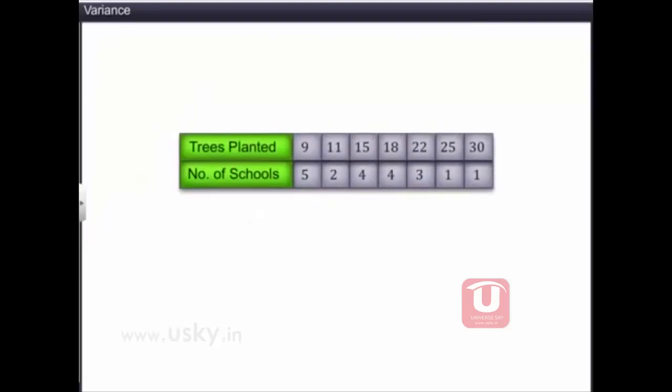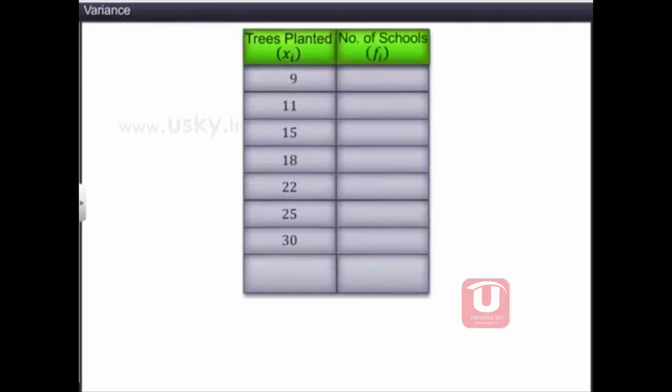Let's consider the given frequency distribution table of trees planted in 20 schools in a tree plantation program. We'll find the variance of the given data. To find the variance of the given data, we first need to find the mean of the given distribution. Let the number of trees planted be xi and the number of schools or frequencies be fi. The total number of schools or sum of frequencies is equal to 20.